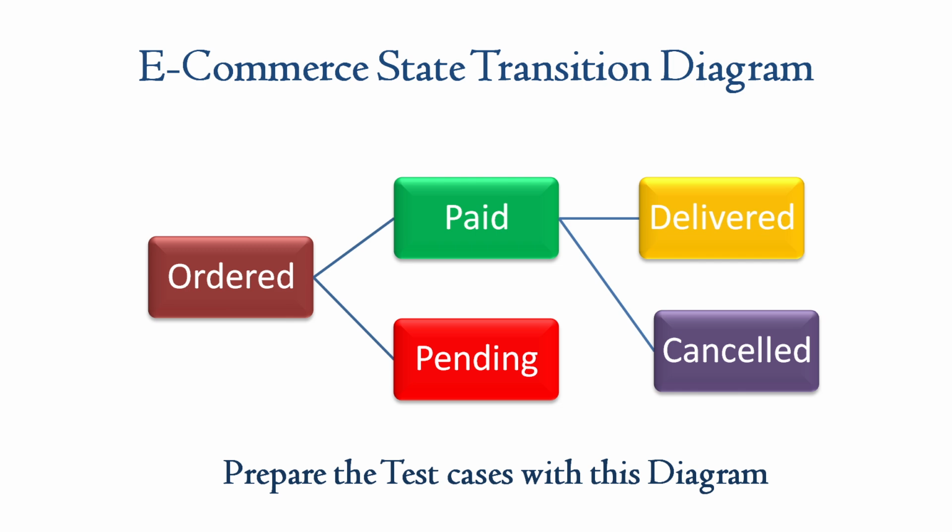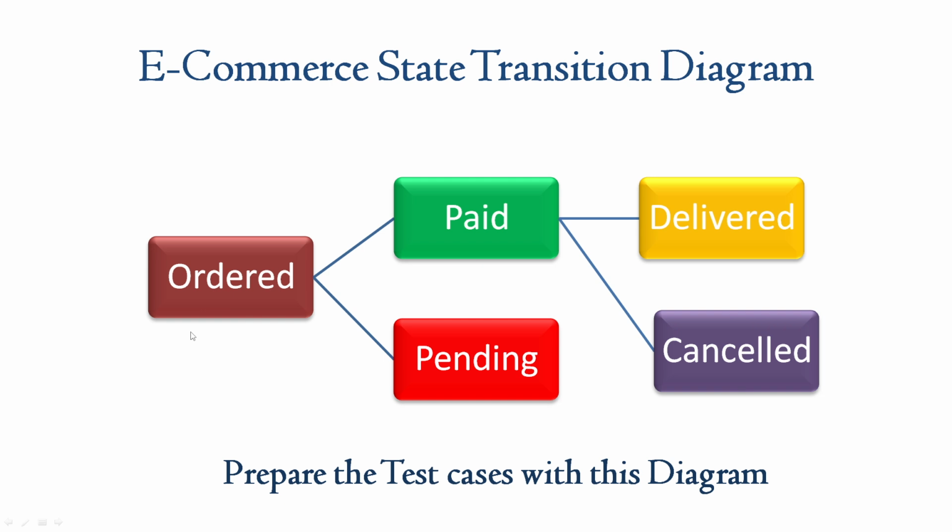Now I have identified 5 states here. State one, ordered: you ordered a product. Paid means payment is successful. Whenever a payment is successful, we can mark that as paid. And third, delivered: whenever a product is successfully delivered, we mark that state as delivered. Whenever an order has been cancelled and the payment has been returned, we call that state cancelled. Whenever an order is placed and payment is pending or not successful due to some reasons, we mark that as a pending state. These are all states of an order in an e-commerce website.